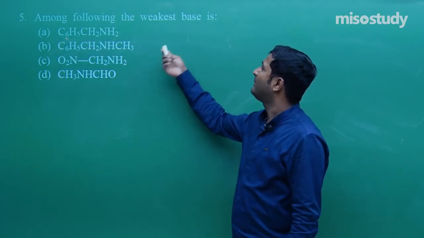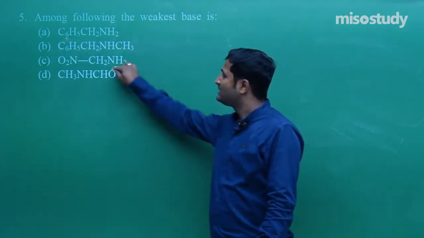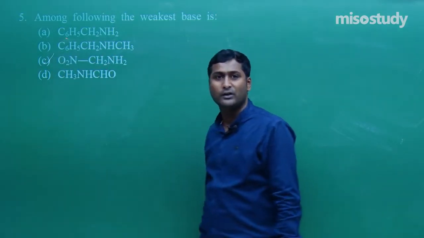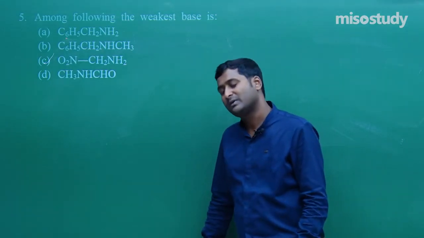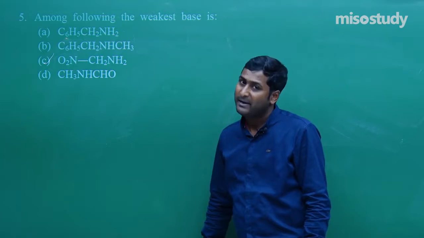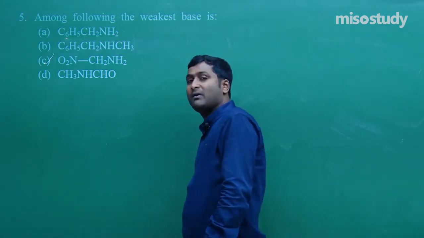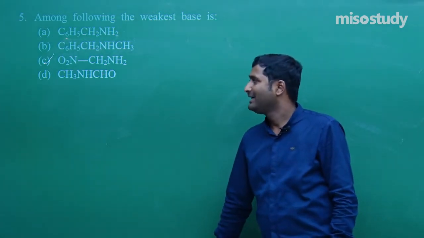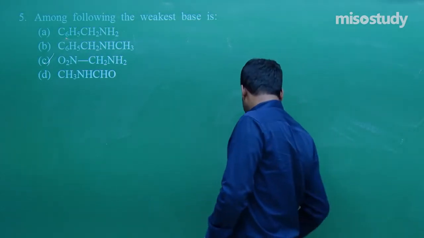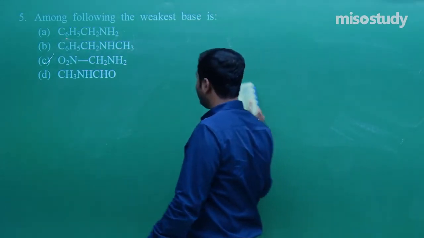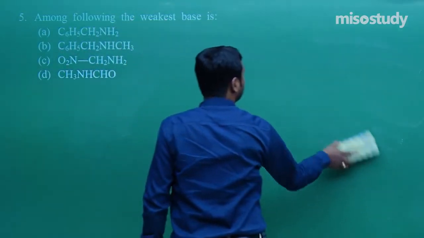So here the question is, among the following, which one is the weakest base? This one is the weakest base, because there is more involvement of the minus I effect, which will ultimately decrease the basic character. So for question number 5, we can say that C is the correct option. Clear, friend? Now I am going to rub this part and we will discuss the next question. Wait for a moment.